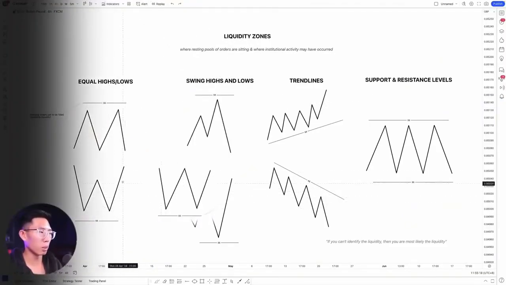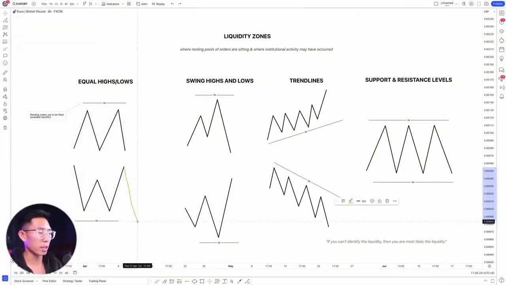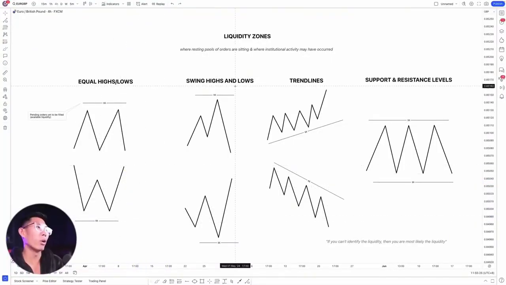Same thing with the double bottom, right? Just the opposite of a double top. There is liquidity below these lows right here, and smart money might push the price down here, break past the previous swing lows, and grab liquidity before heading back up. Now next is your swing highs and your swing lows, right?